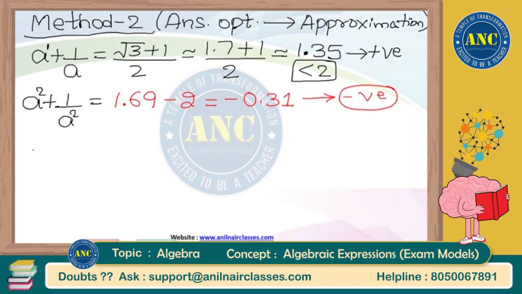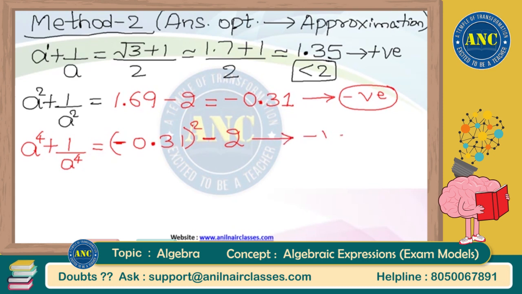Now similarly, I actually need a power 4 plus 1 by a power 4. Now think logically, sir. Minus 0.31 is what I have on the right hand side this time. I will square it and I will subtract from 2. Think logically. This is 0.3 with a negative sign. Anyway, a negative number, when I square it, I will get positive. 0.3 whole square is 0.09. 0.09 when subtracted from 2, eventually, my answer should also be negative.